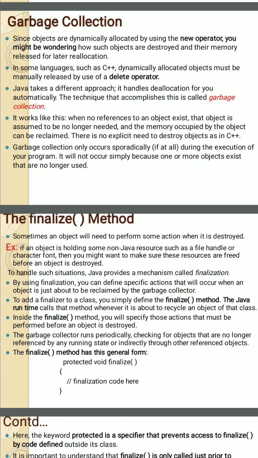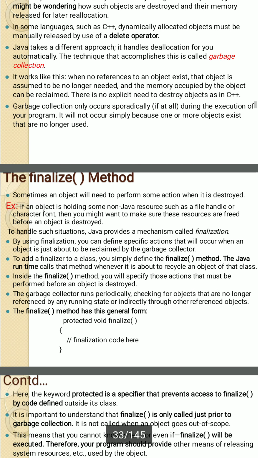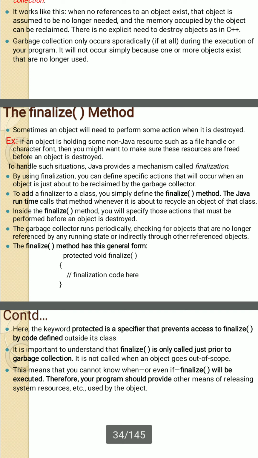It works like this. When no references to an object exist, that object is assumed to be no longer needed or no longer used. The memory occupied by that object is released. This is done automatically by the Java Virtual Machine. And in this process, we use the finalize method. Sometimes an object will need to do some task before its memory is released. That task we write in the finalize method.